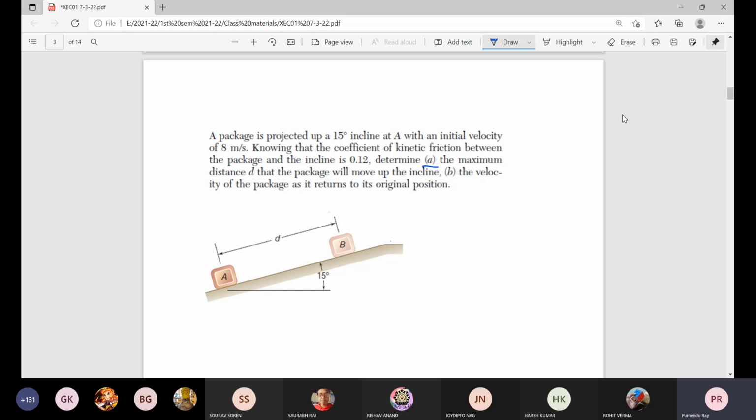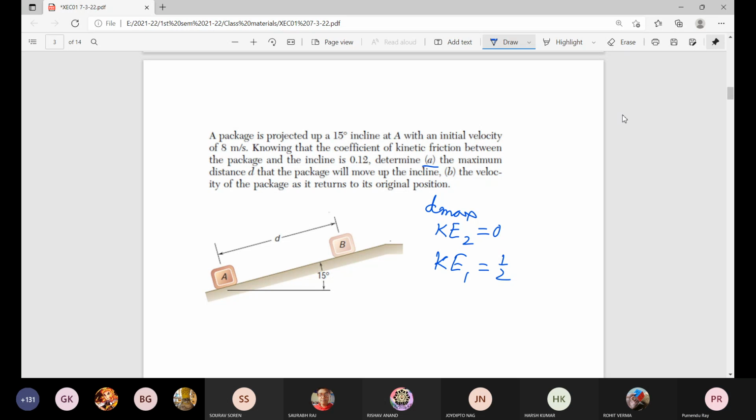This is usual practice, the maximum distance d that the package will move up the plane. So maximum distance d means velocity is 0. That is, final kinetic energy will be 0. And what about initial kinetic energy? So that 8 meter per second, half into m into. What about the mass?